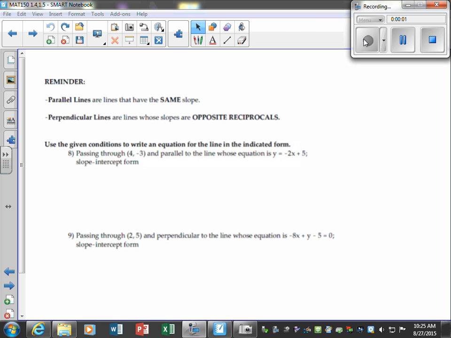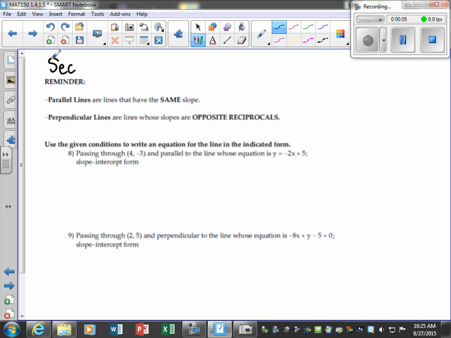So this picks up with section 1.5, and we're going to continue from here. And so we have a reminder, we have parallel lines, and what do we know about parallel lines? In specific, they have the same slope. Good. And the next thing we're going to look at is the perpendicular lines, which have opposite reciprocal slopes.